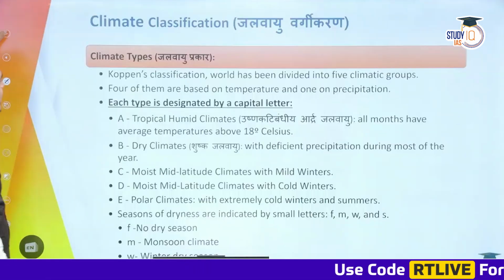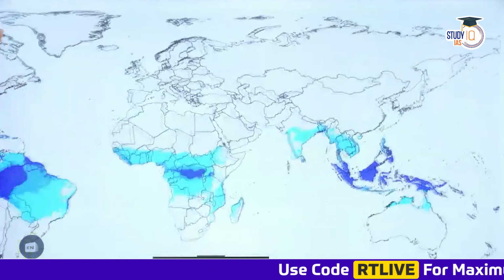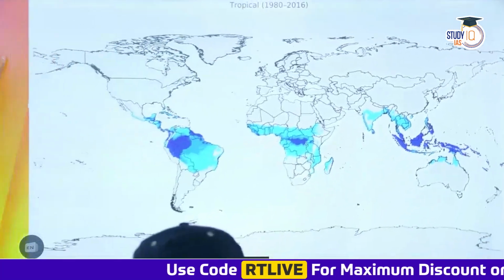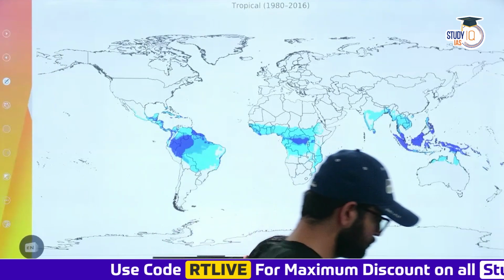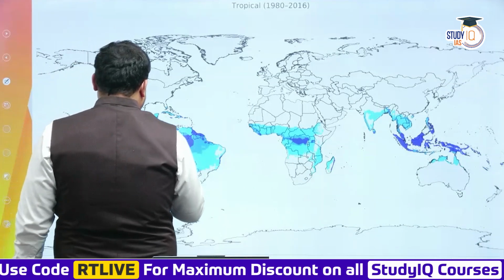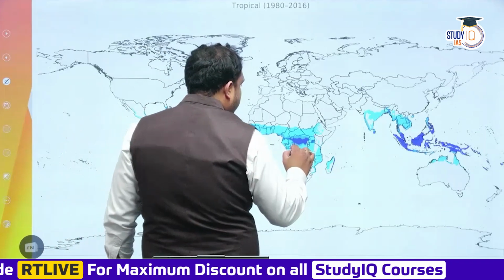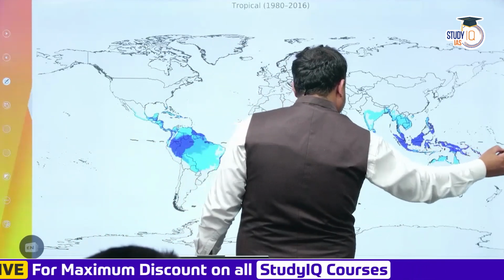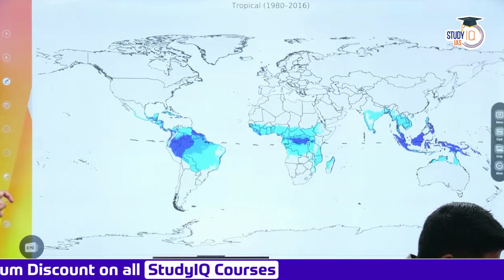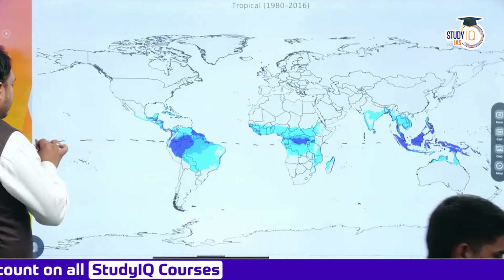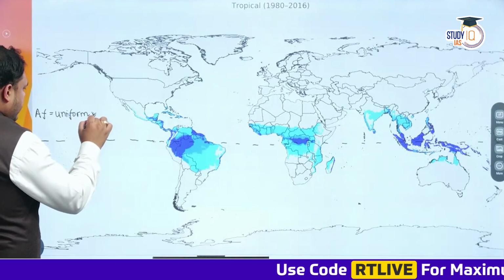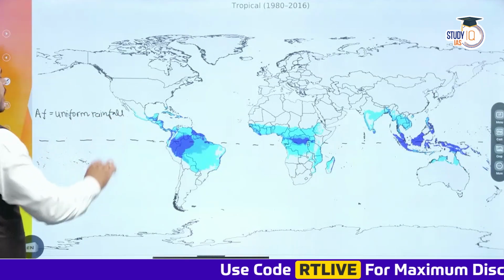ठीक? Okay. Now guys, let us look at different climate types. Number one, let us look at first of all the first climate type, that is A. Guys, A type of climate is of course found around the equator, where insolation is always greater than outgoing radiation. Now first of all, around the equator, the rainfall is always uniform. But still, there will be maxima.